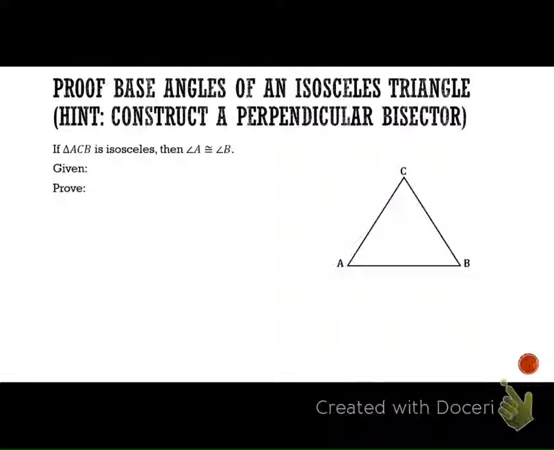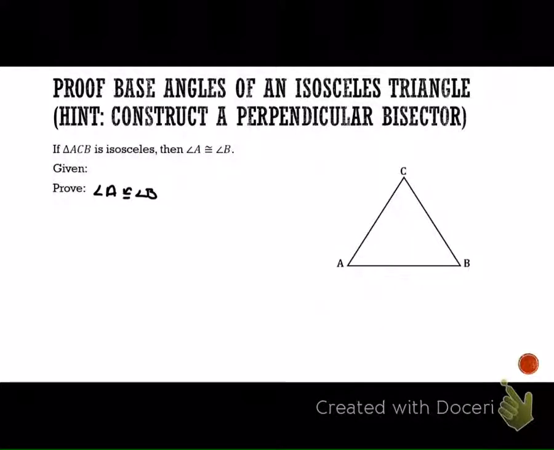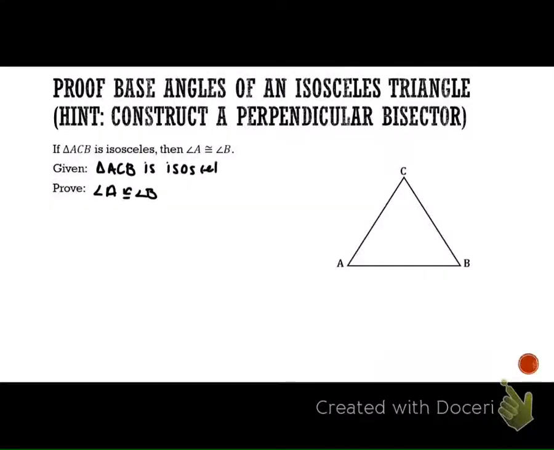Okay, so what is given to us? Tell me what's given to me. Angle A is congruent to angle B? That is not what's given to you. That is the then part, so that is what you're trying to prove. So we're trying to prove angle A is congruent to angle B. So what do we know? What are we trying to prove? That's the conclusion we're trying to prove. The hypothesis is? ACB is isosceles. Okay, so let's get started there.